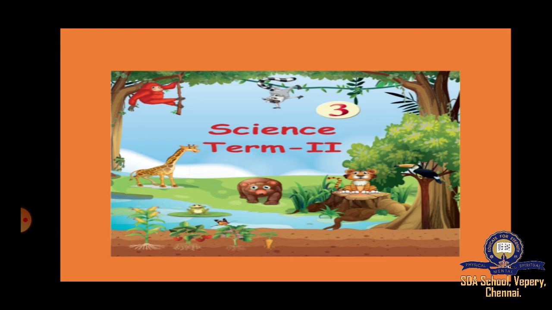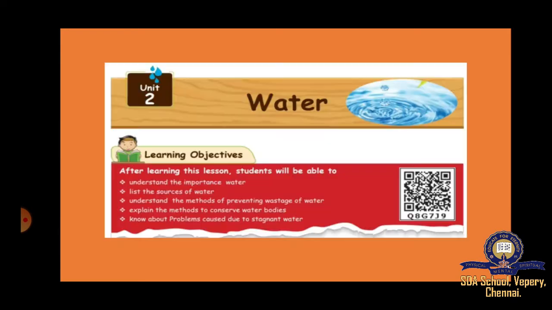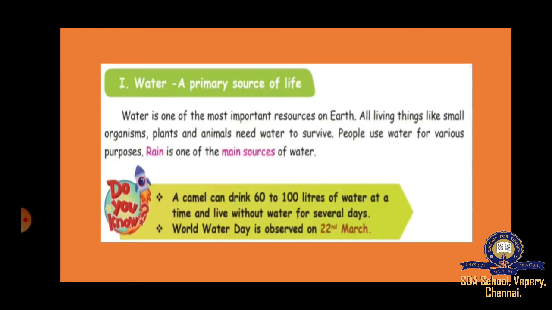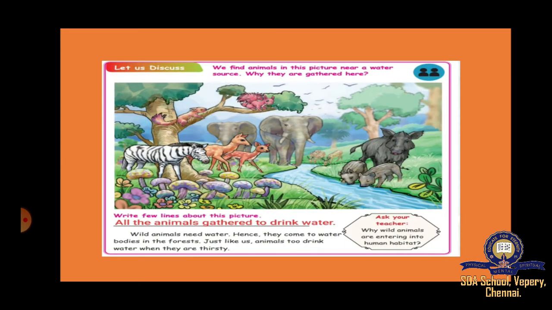Science term 2. We have finished the first lesson and the second lesson, that is water. In water we saw the importance of water, that is, water is a primary source of life. It is a very important resource on earth and we all need water to survive, right? And rain is the main source of water.